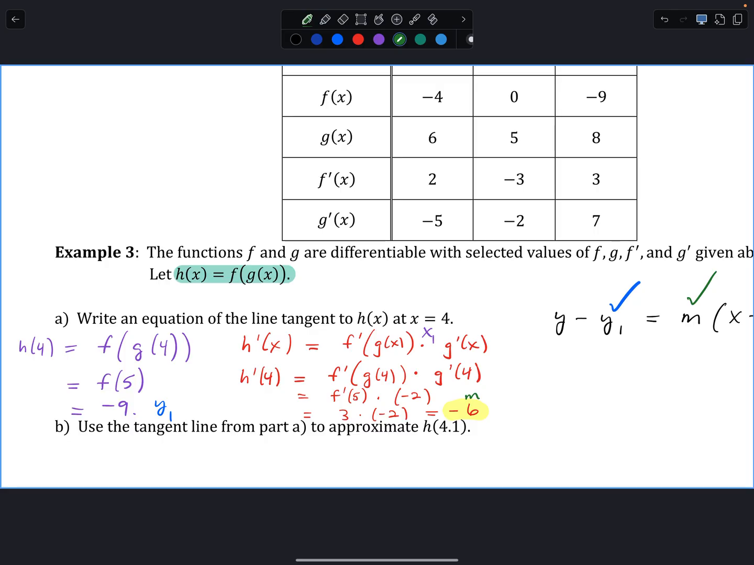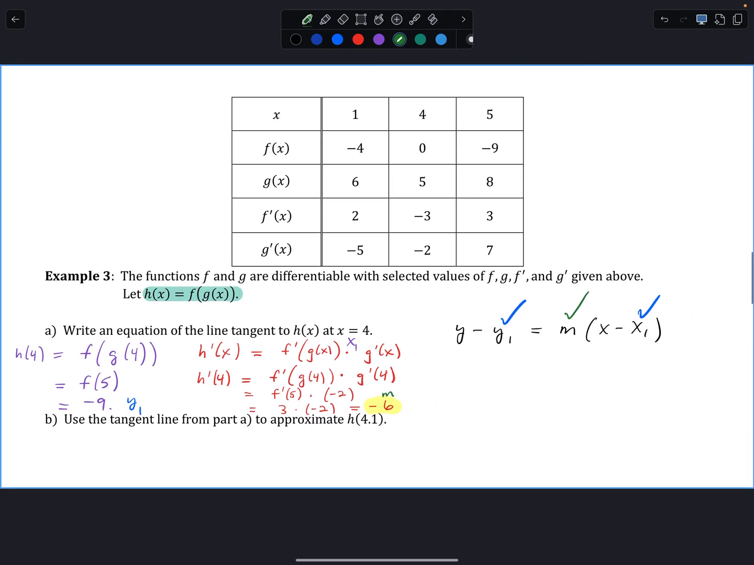Okay. Can you guys see how that would be confusing though? But is it impossible?